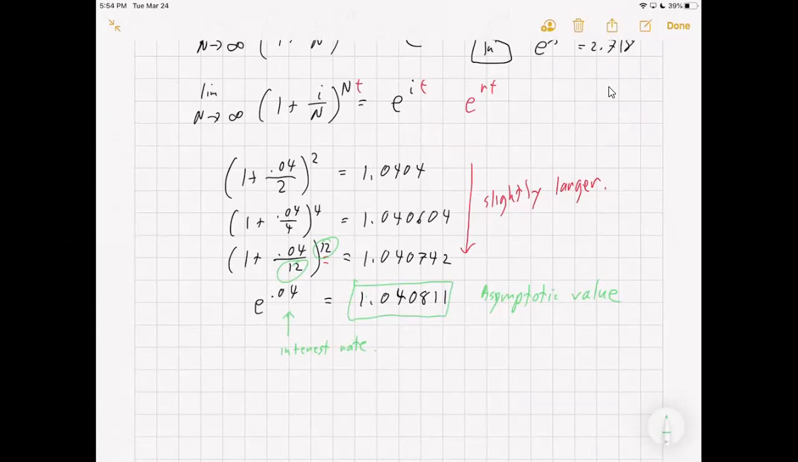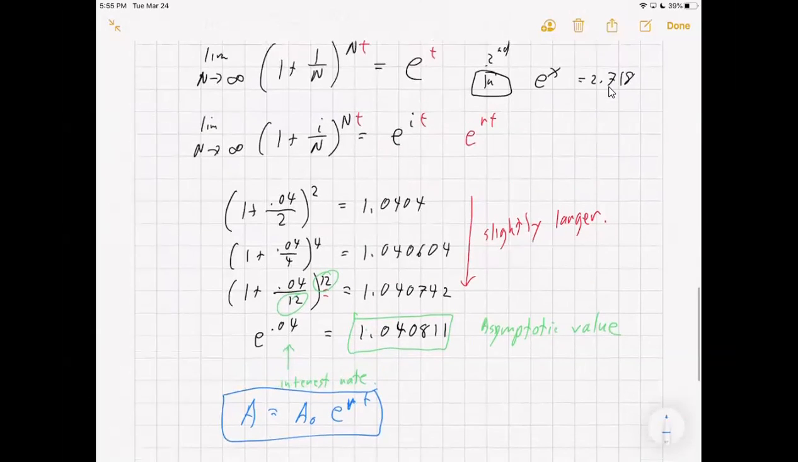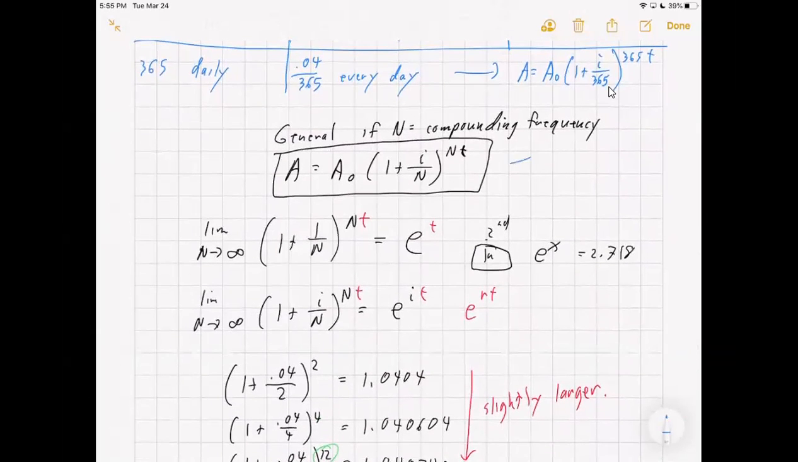So as we compound more and more frequently, we get ever closer to that number. And at some point, you might as well just treat it as continuous compounding because the formula is much easier if we can say that A is equal to A naught e to the rt. That's a much simpler formula to work with than the complicated formula that we have right here. But for the most part, we'll probably stop at n equals 12. So it's better to use the more complicated formula.